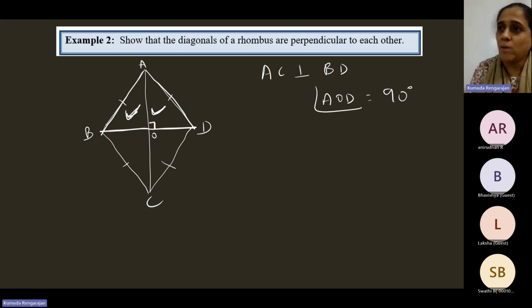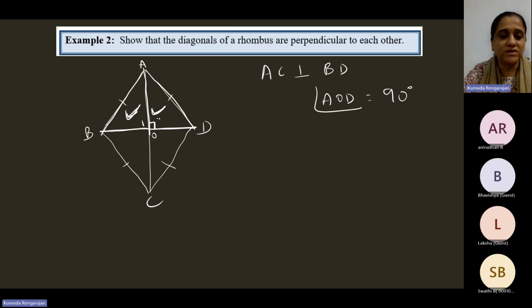We know that a rhombus is a parallelogram, and in a parallelogram, diagonals bisect each other. O is the midpoint of BD, O is also the midpoint of AC. That means both the diagonals have the same midpoint. O is the midpoint of both the diagonals. So that means BO is equal to OD. We can use that. And then AO is the common side. SSS rule, the triangles are congruent.